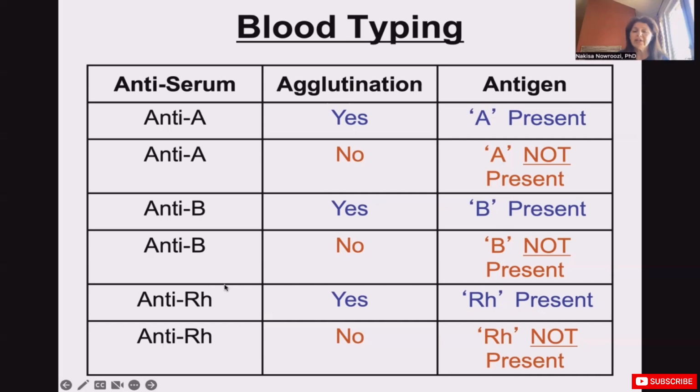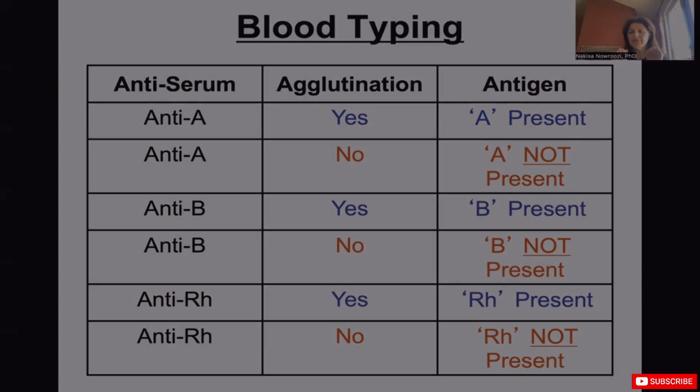Same with anti-Rh antiserum added to the blood in question. If agglutination occurs, that means antibody found the antigen. That means Rh is present at the surface of these red blood cells. And if there's no agglutination and it's like a clear liquid, then there's no Rh antigen present. And Rh only tells you if it's plus or minus. So A plus, A positive, or A negative.